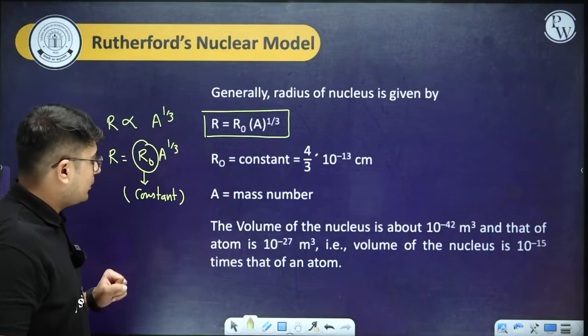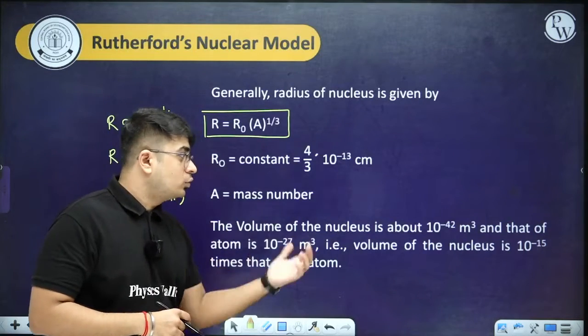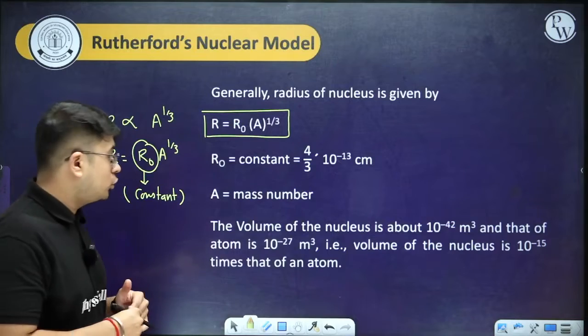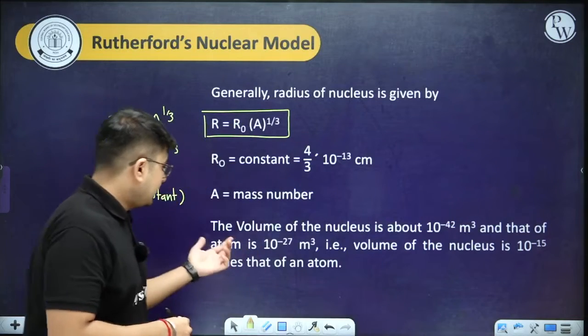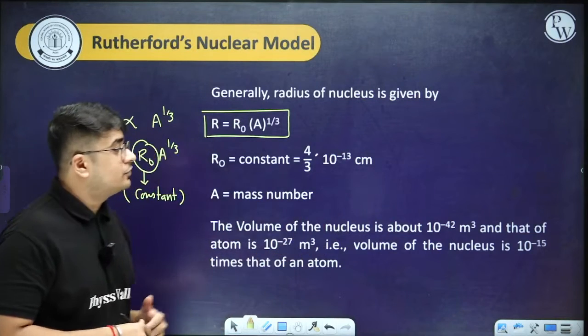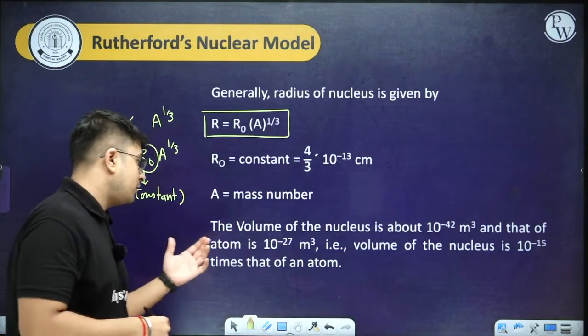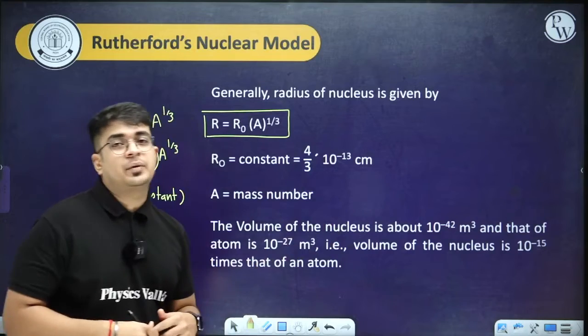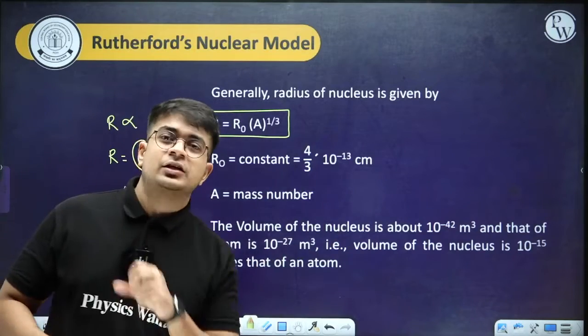Now from that, you can say the volume of the nucleus is about 10 raised to the power minus 42 meter cube. Comparing this, the atom has a volume of 10 raised to the power minus 27 meter cube. It means the volume of the nucleus is 10 raised to the power 15 times smaller than that of the atom, which is very, very small.